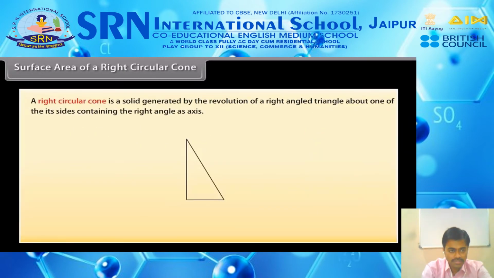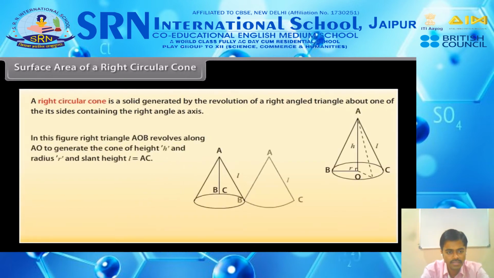Next topic is surface area of a right circular cone. A right circular cone is a solid generated by revolving a right-angled triangle about one of its sides containing the right angle as axis. In this figure, right-angled triangle AOB revolves along AO, generating the cone of height h and radius r, and slant height L is equal to AC.